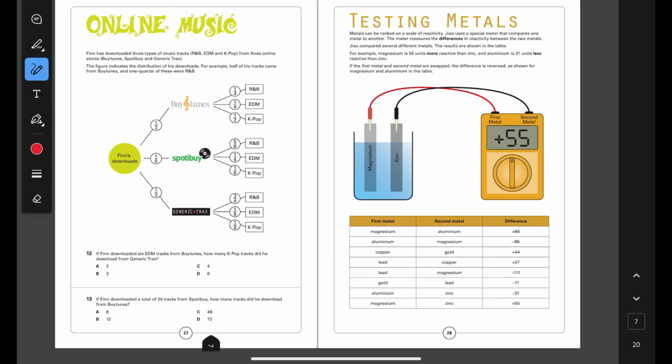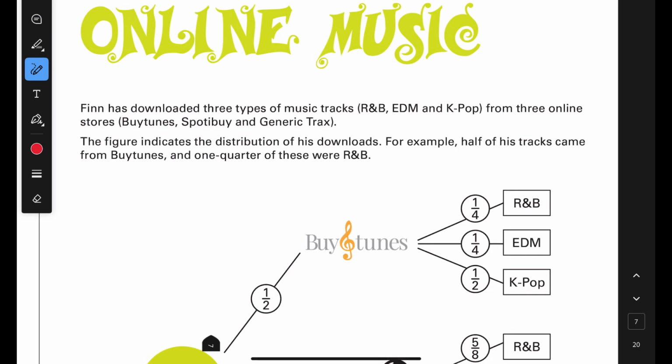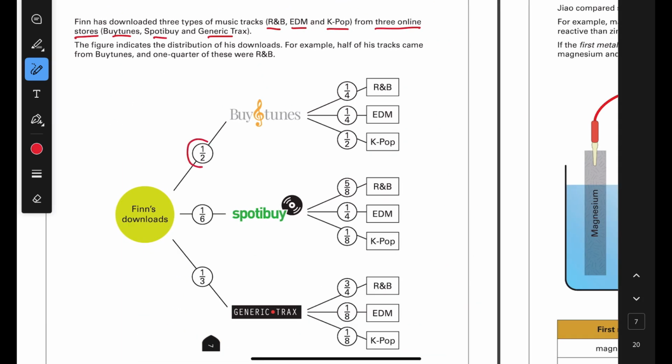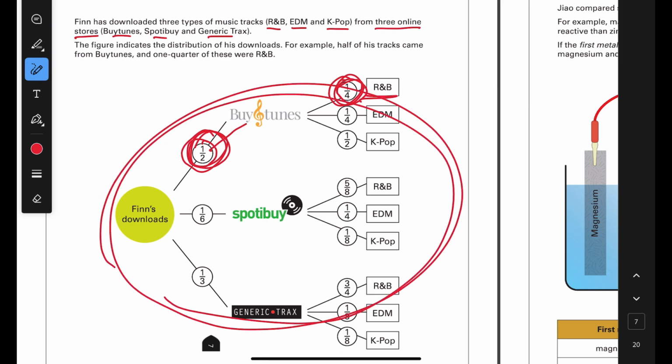So the next question is online music. Finn has downloaded 3 types of music tracks: R&B, EDM, K-pop from 3 online stores: iTunes, Spotify, generic tracks. The figure indicates the distribution of his downloads. For example, half of his tracks came from iTunes, and 1/4 of these were R&B. So of this half, 1/4 is R&B. This is what they have given, so this is the data that we have to stick to.